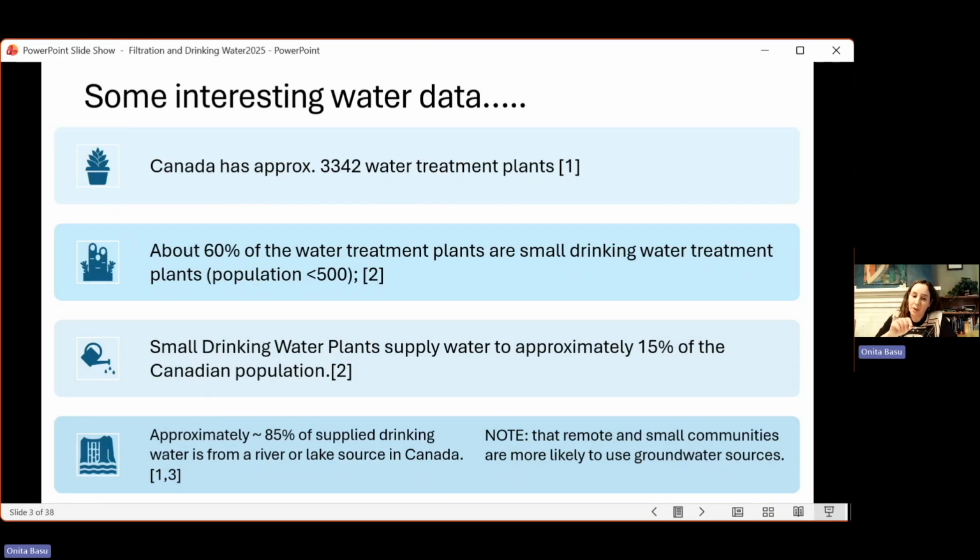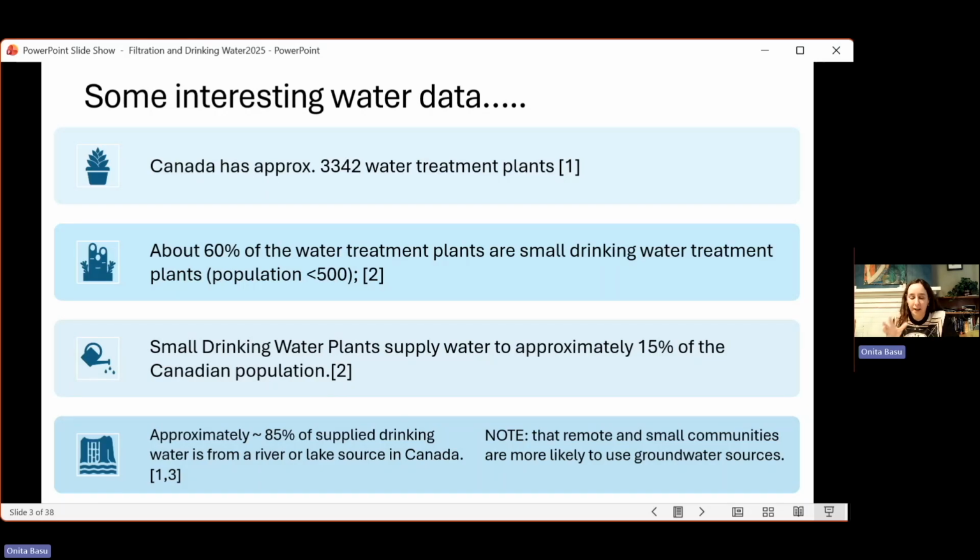I also want to add that the definition of the service size of a community changes depending on the reference you're looking at. I've gone with a federal document that positions it at less than 500. Some people use less than 300, so the numbers are a little bit flexible. Interestingly, small drinking water plants, although they're 60% of the plants we have in Canada, only service 15% of the Canadian population.